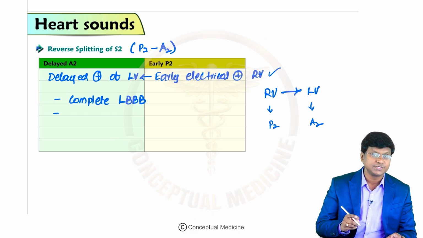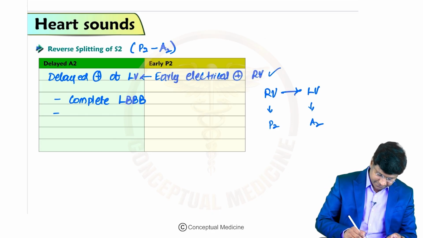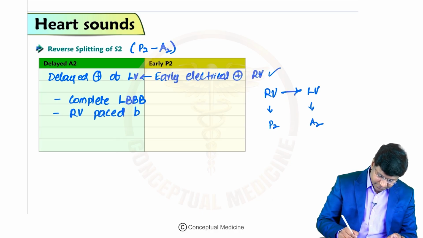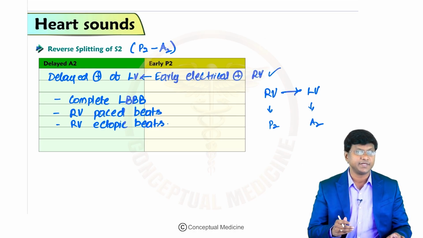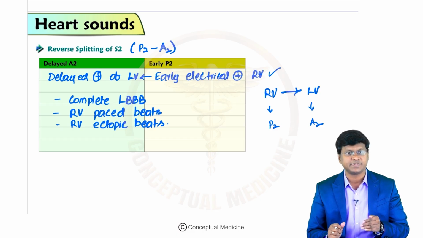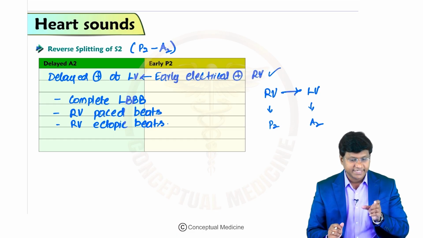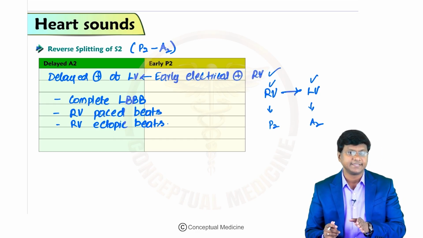The other scenario is right ventricular paced beats and right ventricular ectopic beats. In case of right ventricular paced beats and right ventricular ectopic beats, the right ventricle contracts first, followed by the left ventricle later.